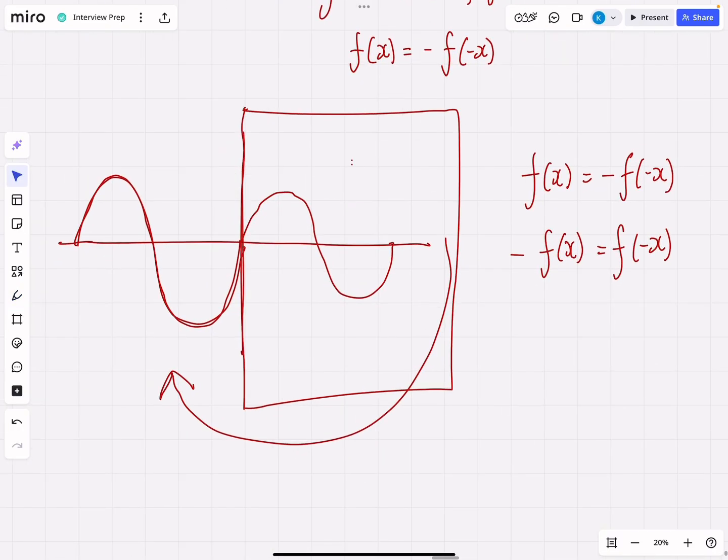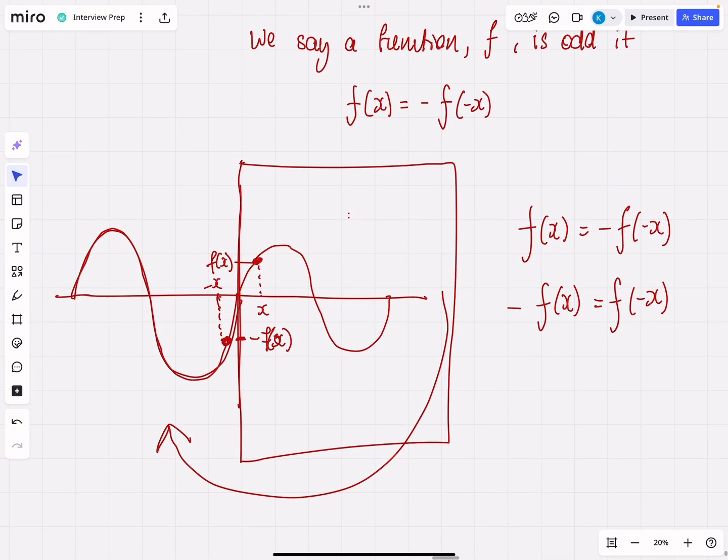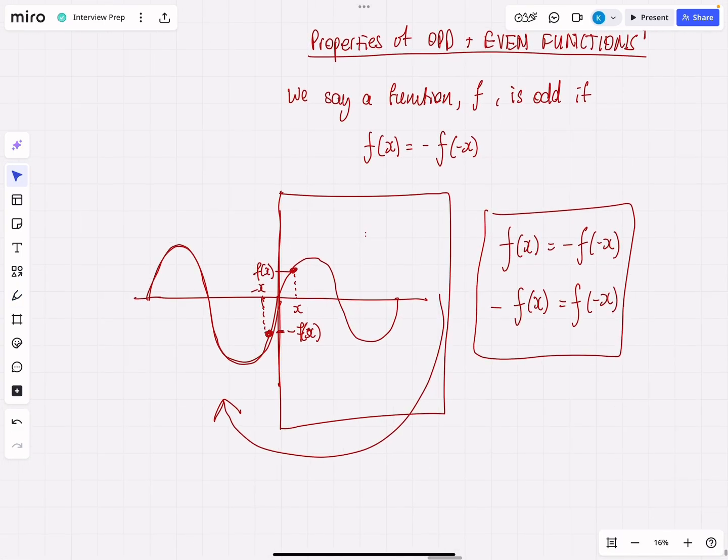So for example, if I have my x here, this would be my f of x. So my minus f of x would be down here somewhere. And minus x would be here, right? So these values are related in this way by this relation. And that gives us an odd function.